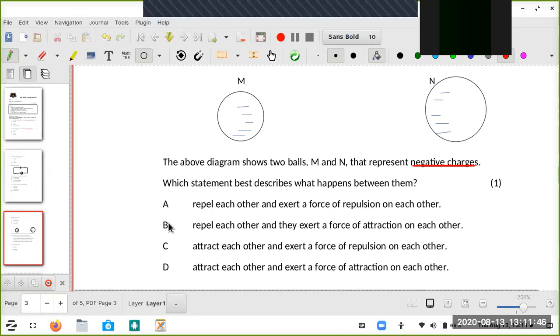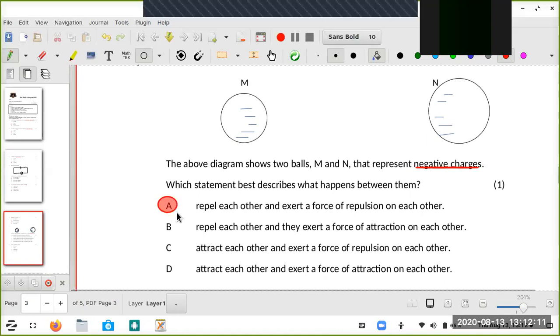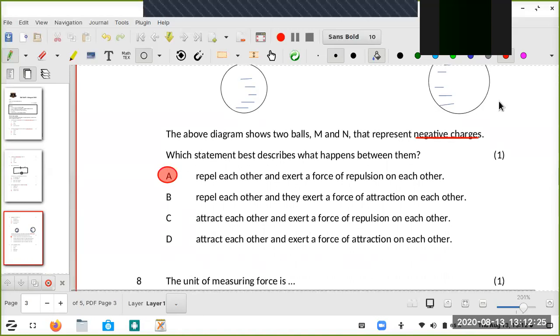If you check B, it's repel, that's fine, but then attraction, this is now wrong, so B is out. Then C, attract, no, like charges repel, so C is out. D is also out because it's attract. So our correct answer is: they repel each other and the force is repulsion. That's our correct answer there.